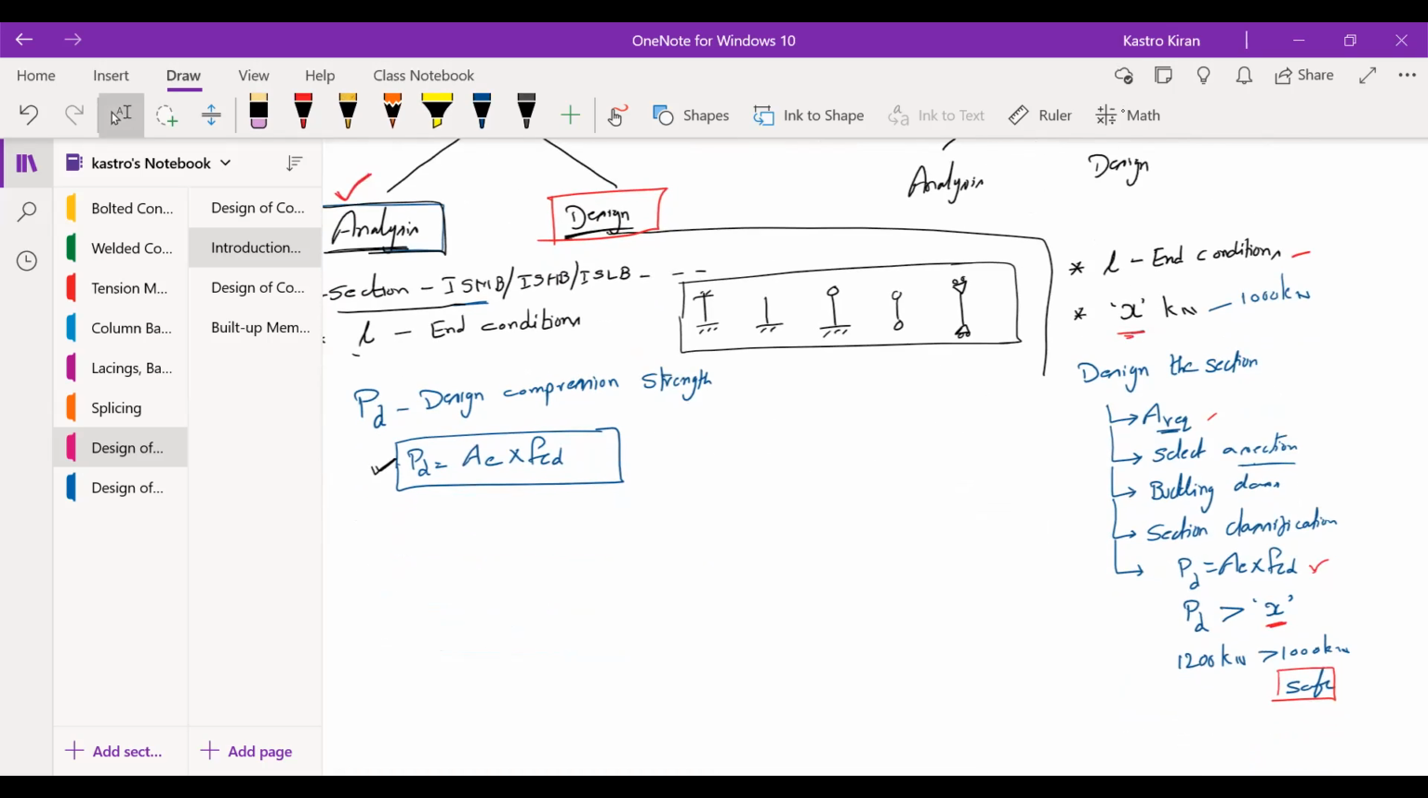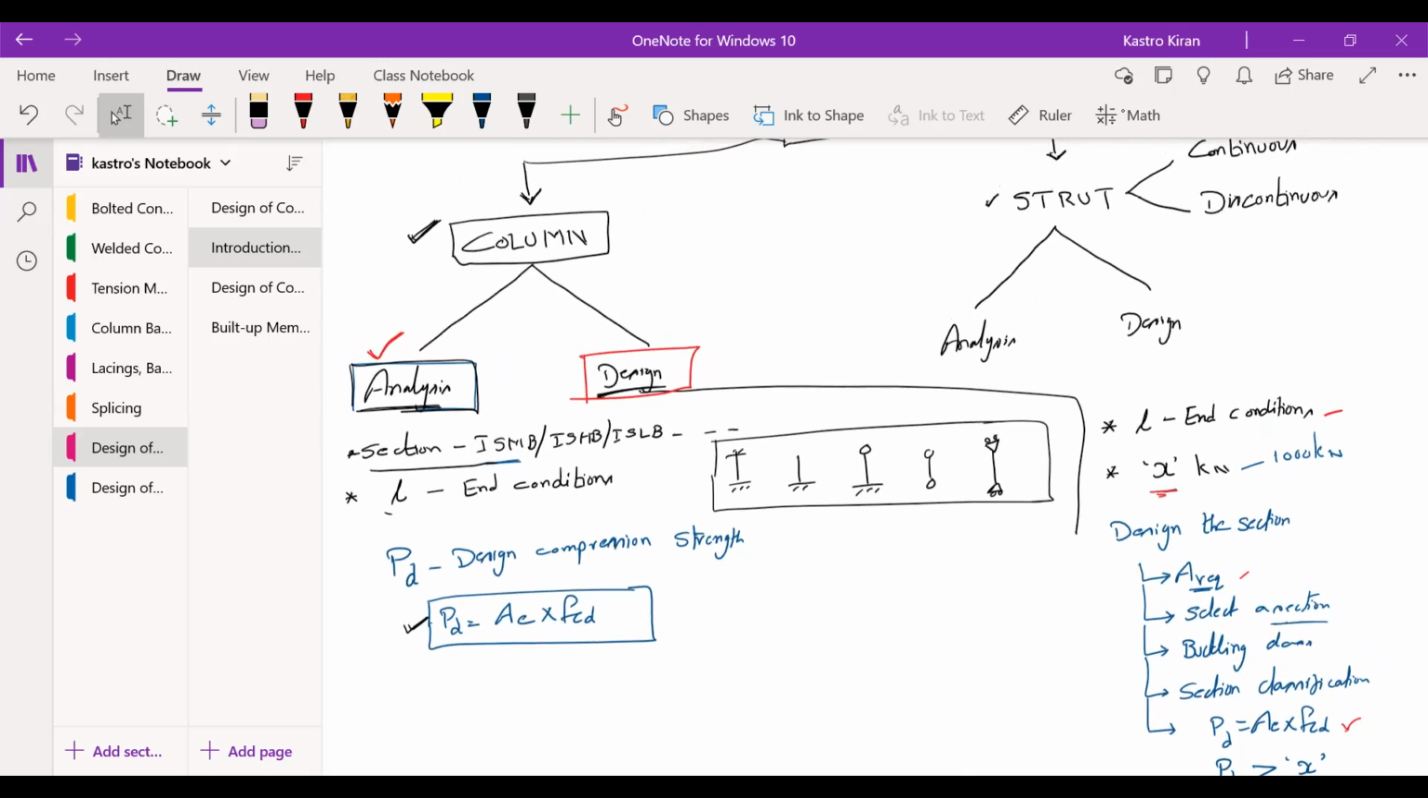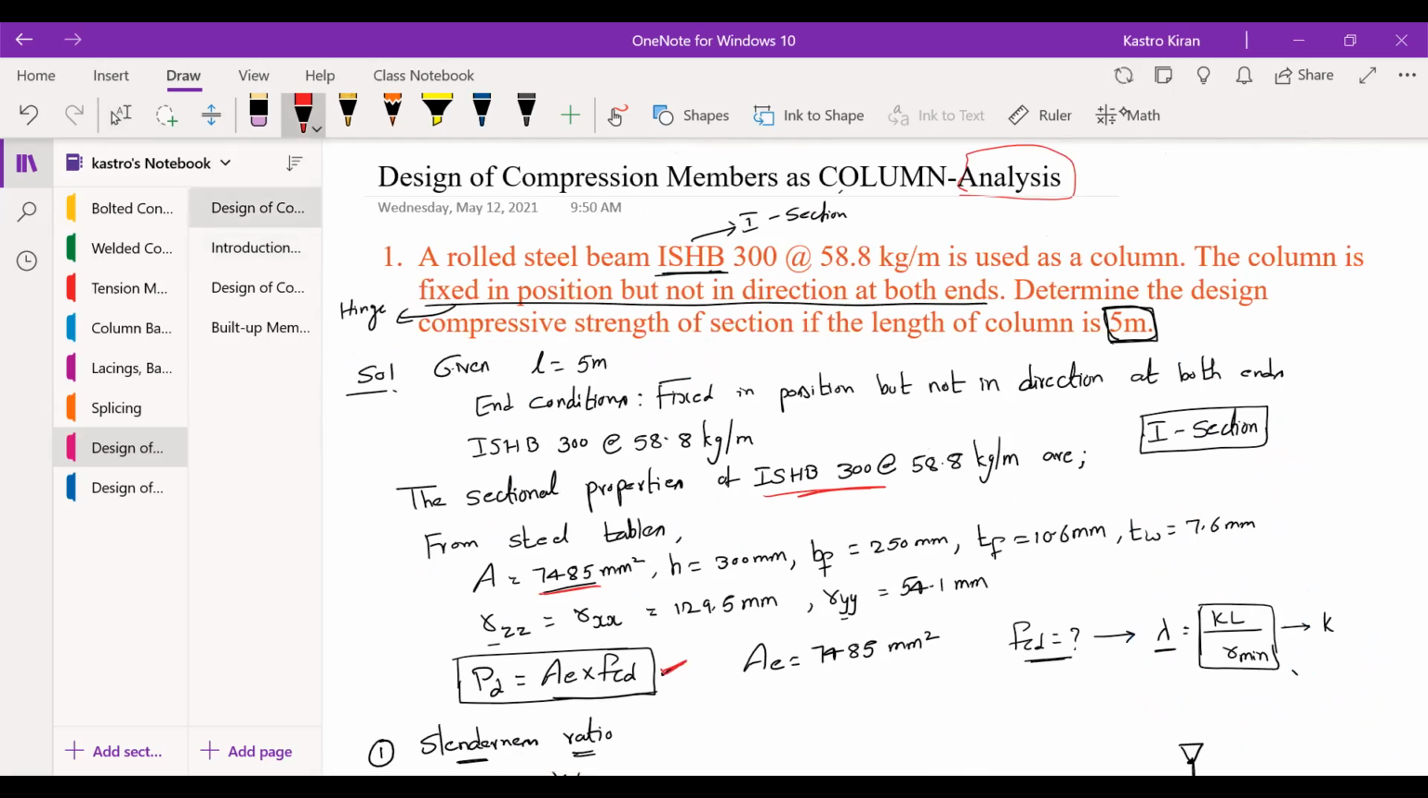Okay. This problem is completely different from the analysis part. In the analysis part, they will give a certain type of section, which is what we have discussed here, with a length and the end conditions. And what you're going to find out is the design compressive strength, right? Whereas in the design part, they are not going to specify the section. Only two parameters will be given in the question, that is, the length and the end conditions. And the remaining thing, the selection of the section, all these things has to be done by us.